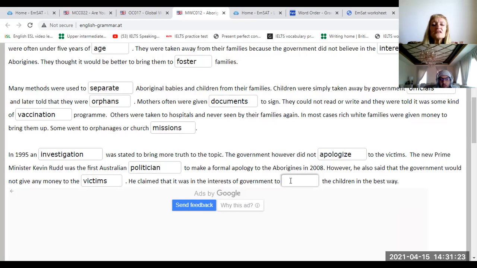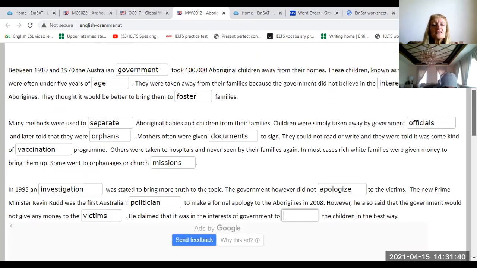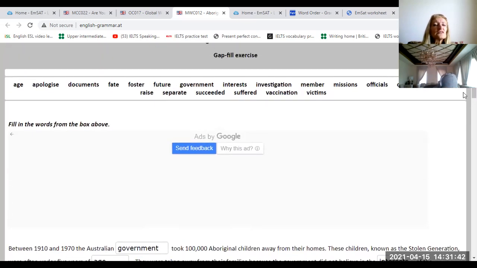He claimed that it was not in the interest of the government to... No, it says he claimed that it was in the interest of the government to... That it was in the interest of the government, yeah. And that's what I thought. It was in the interest of the government to treat the children in the best way. So there isn't a treat. We can't treat them. So what could we use?